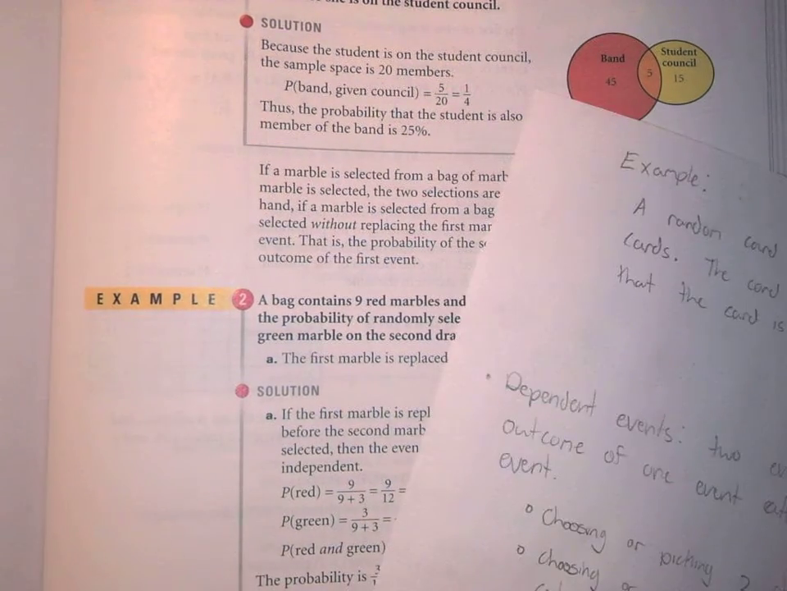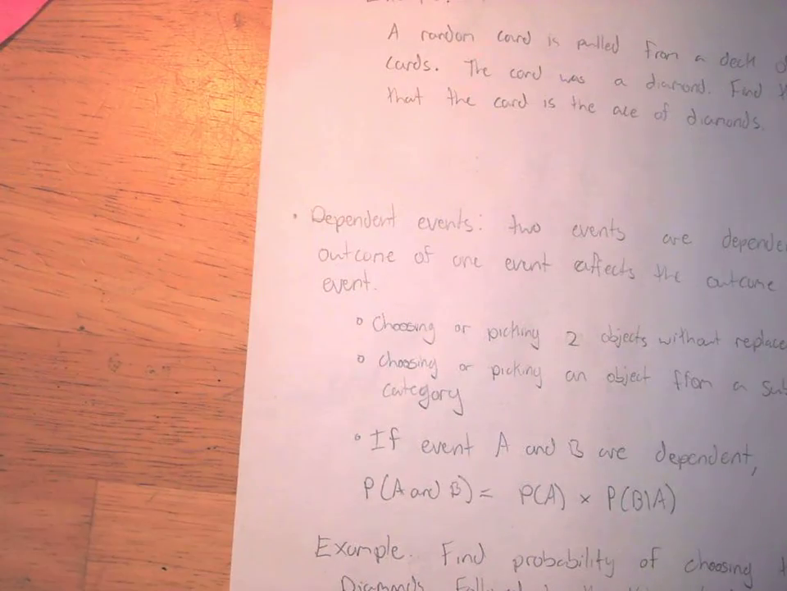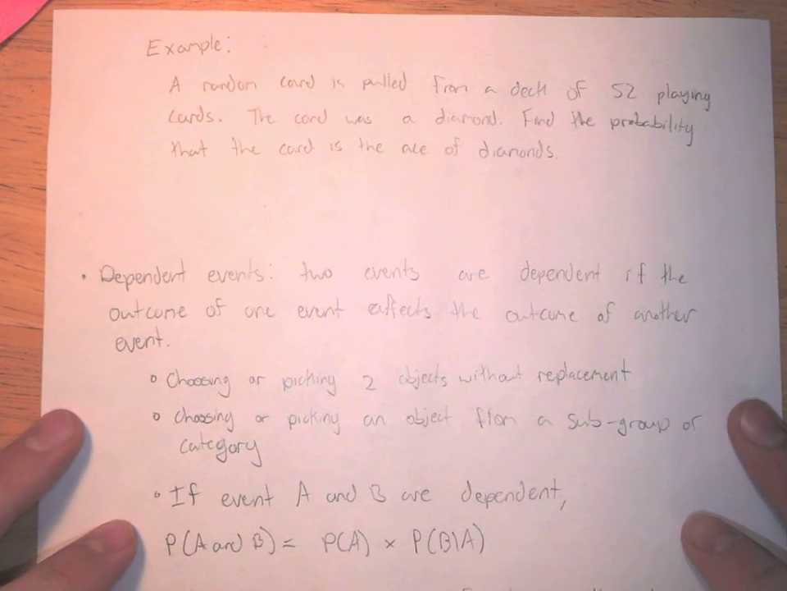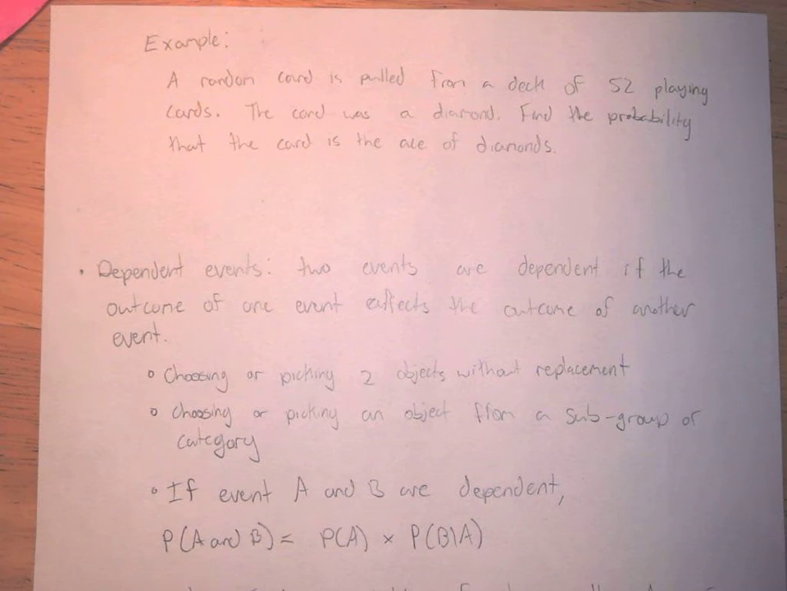Okay. All right. Let's look at another example. This one is one that I made up. Okay. So let's take a look at this. A random card is pulled from a deck of 52 playing cards. The card was a diamond. Find the probability that the card is the ace of diamonds.